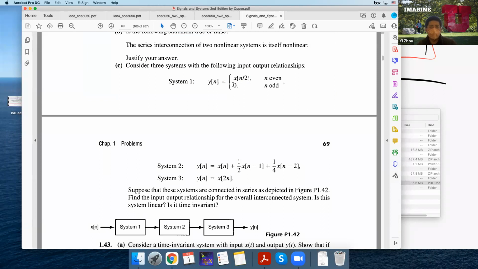For example, the output of system one depends on whether or not the input index is even or odd. If it's even, then you have some signal. Otherwise, the output is zero. But for the second system, the output is a linear combination of the past inputs, the past 2 or 3 steps. And you should realize that suppose this n is an even number, then this must be odd and this must be even, right? And if n is an odd number, this must be even and this must be odd. So you need to discuss the even and odd cases of these quantities in order to connect to the first system equation. That is the tricky part.